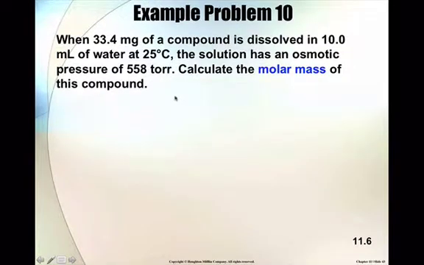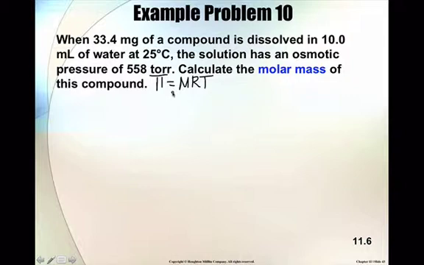So example problem 10: when 33.4 milligrams of a compound is dissolved in 10 milliliters of water at 25 degrees Celsius, the solution has an osmotic pressure of 558 torr. Calculate the molar mass of this compound. So again, they are asking us to calculate molar mass. And so the first thing we're going to do is use that formula that they gave us. We're going to use pi equals MRT. And we're going to solve for molarity again. So just like in the others we solved for molality, this one we're going to solve for molarity.